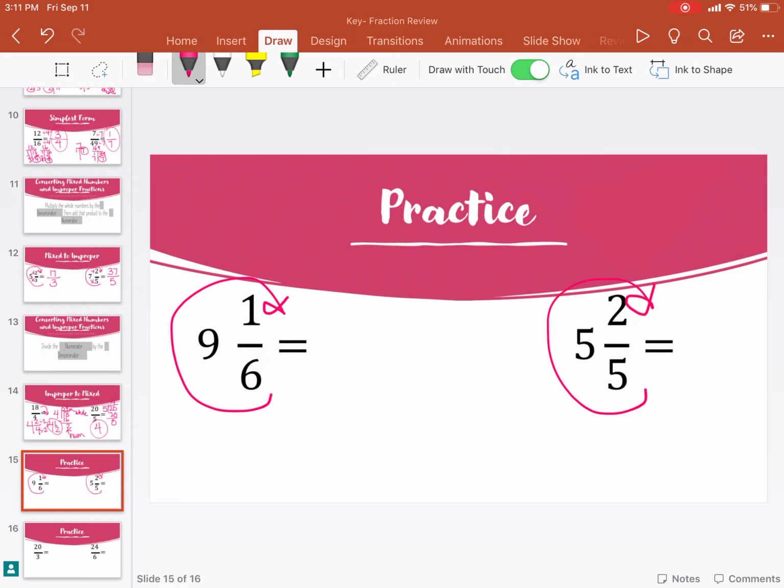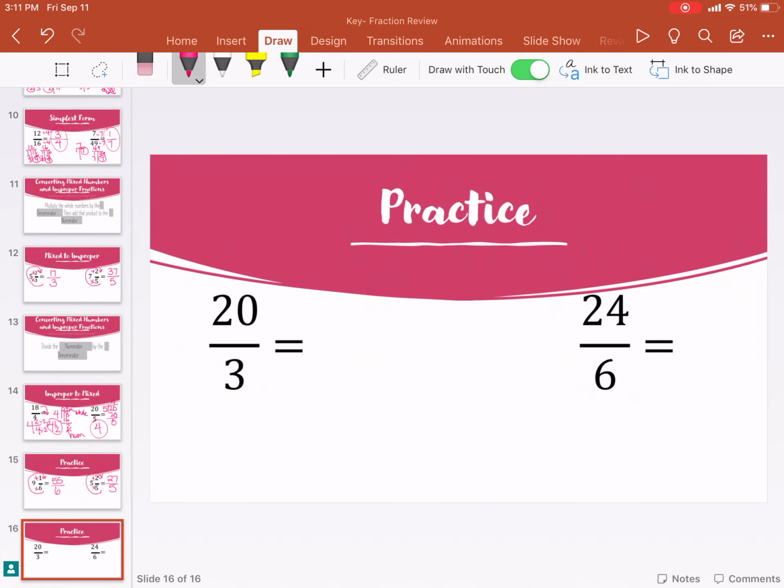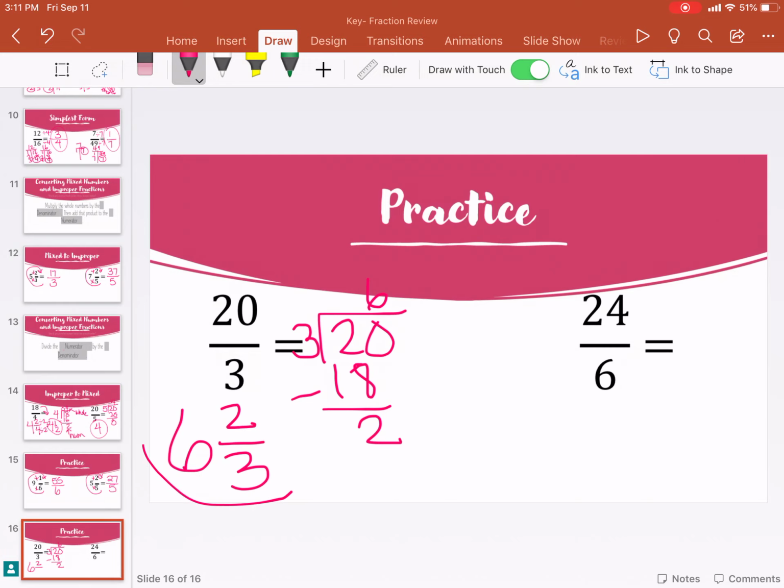So we're going to cartwheel around. 9 times 6 plus 1 is 55, over 6. 5 times 5 is 25, plus 2 is 27 fifths. So go ahead and do these ones. Do your back bends. 20 divided by 3 goes in 6 times, 2 left over, so it is 6 and 2/3. And then 24 divided by 6 goes in 4 times.